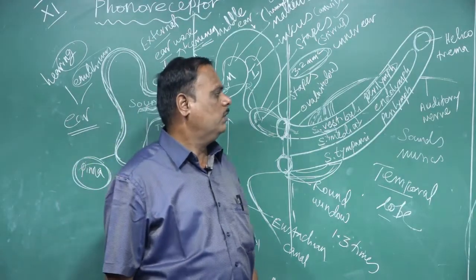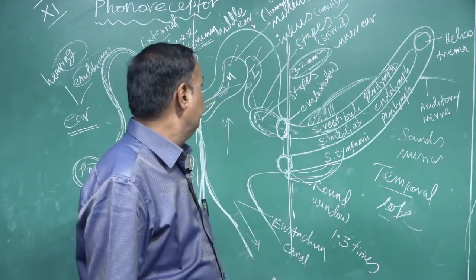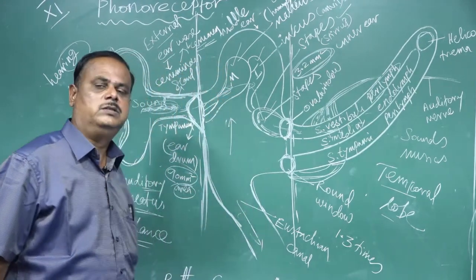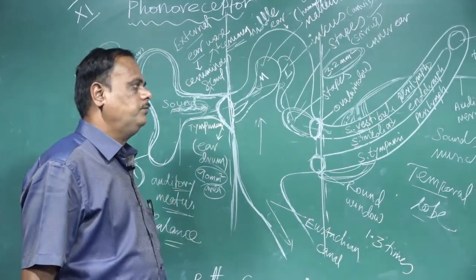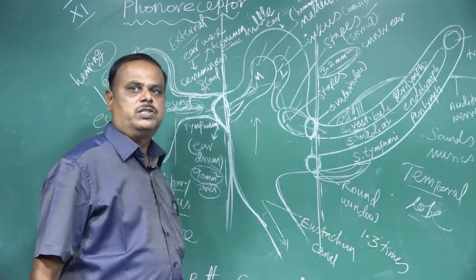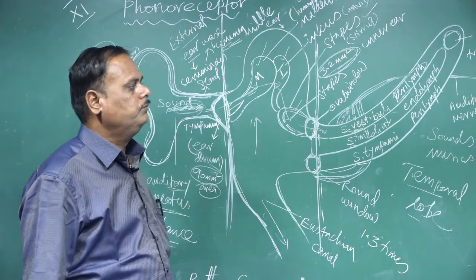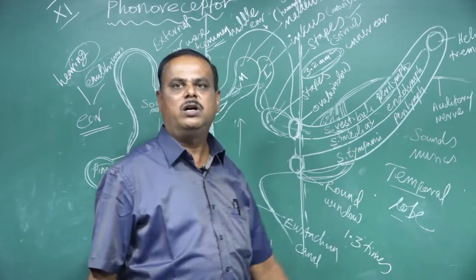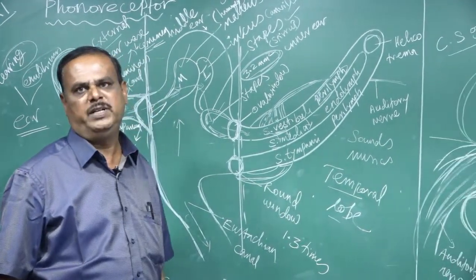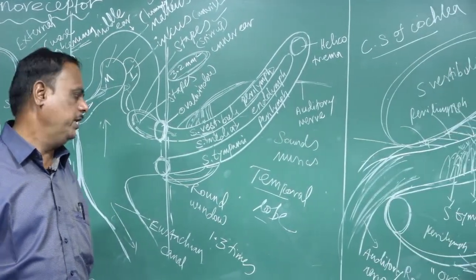Today we studied the structure of the ear, the function of the ear, the structure of the organ of Corti, the cross section of the cochlea, and the mechanism of hearing.